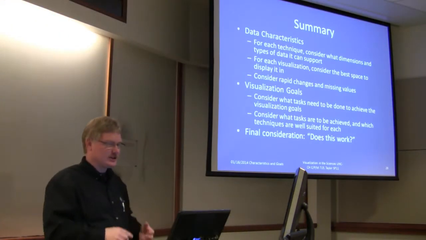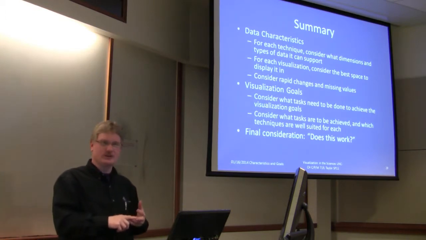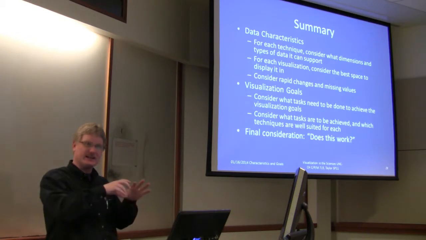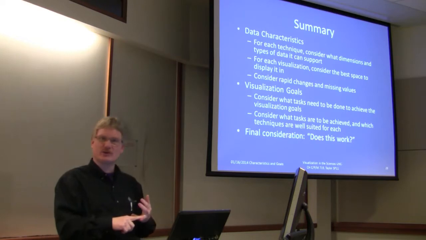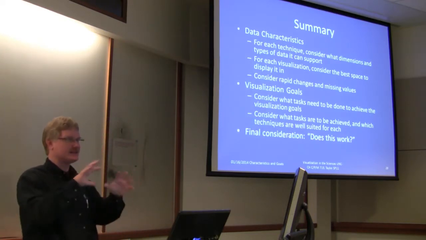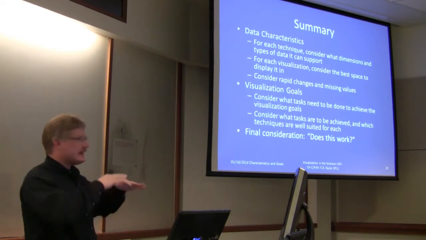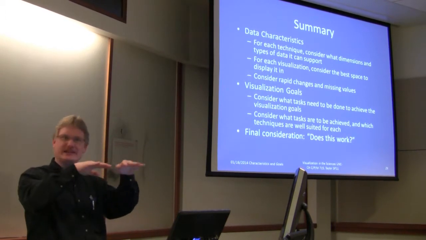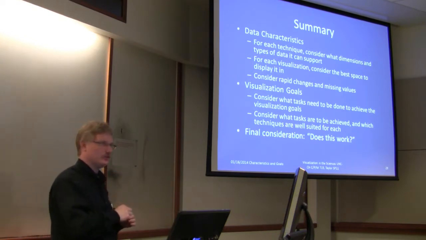All right. So in summary, there are data characteristics and there are goals. And basically for each data characteristic, you want to think, okay, for this technique, is it going to work well because the dimensions and data types are supported well, or is it not going to work well? For each visualization, what's the best space to map this into to show what I want to do? And then if there are rapid changes or missing values, I need to take special care. If there are zeros, I need to take special care to show those in an effective, intentional way.